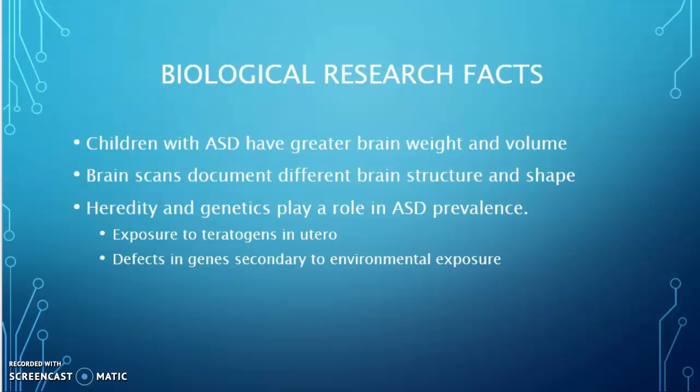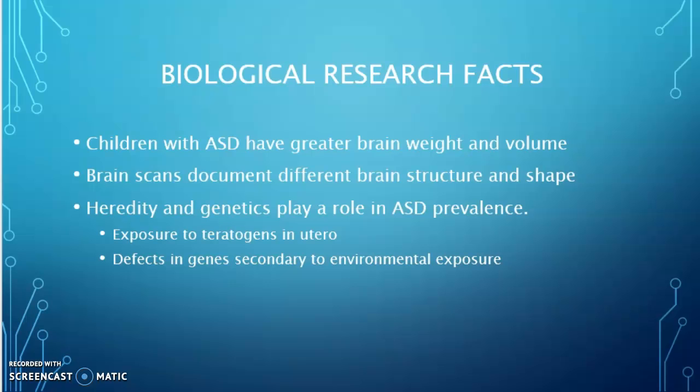In researching the biological information on autism, it was of interest to note that children with ASD tend to have a greater brain weight and volume. Brain scans have been performed on children with and without autism and have shown different brain structure and shape in the autistic children.